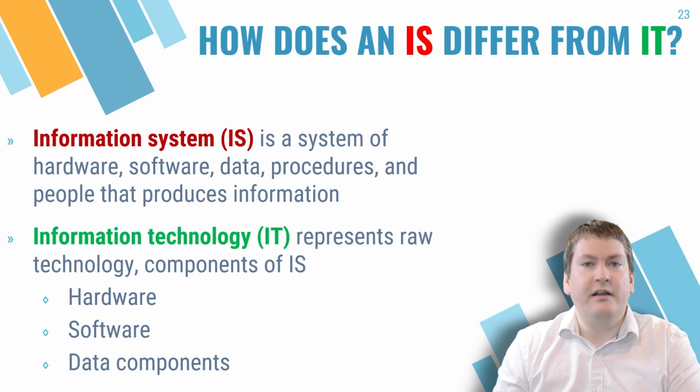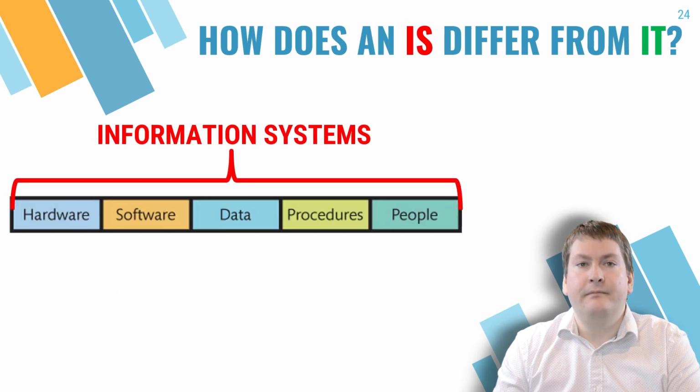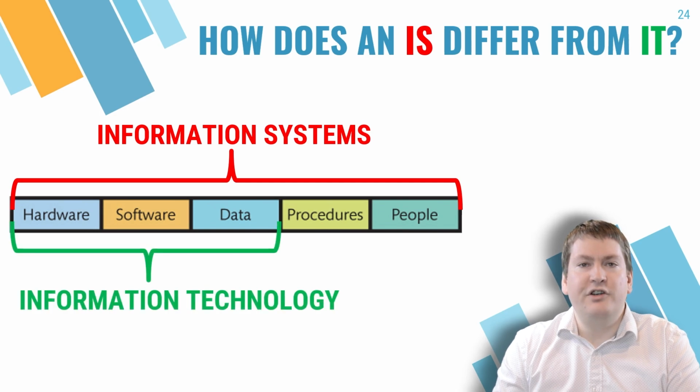Information technology is only the raw technological components of an information system, including all hardware, software, and data components. This means if an information system is comprised of hardware, software, data, procedures, and people, information technology only makes up the technological components of that information system. The key difference here is that information systems are information technology plus the human components, procedures, and people.